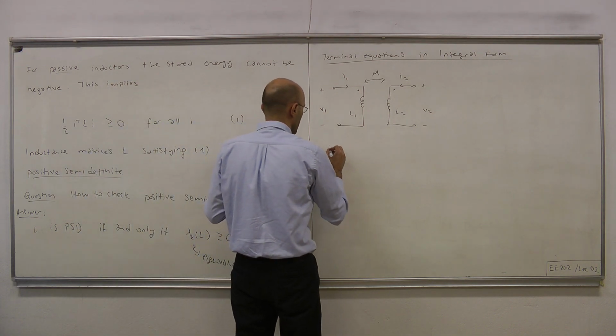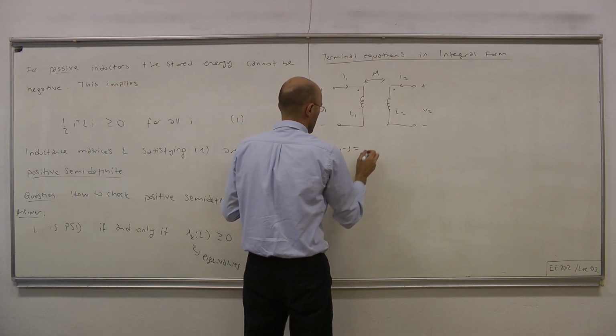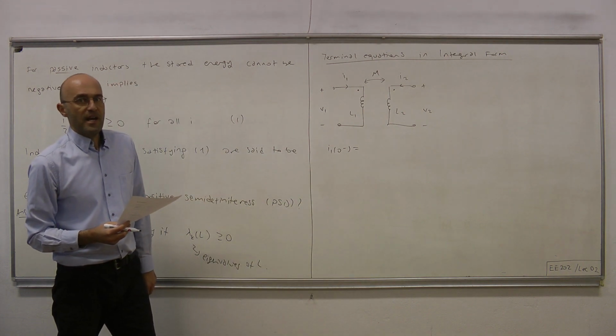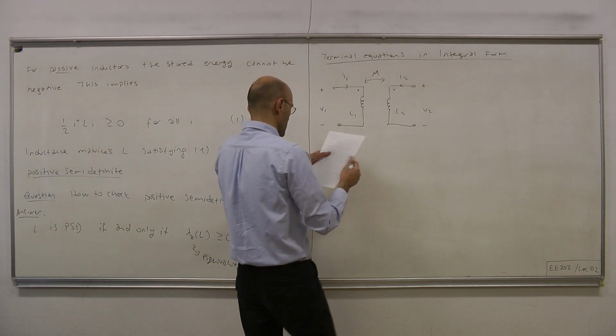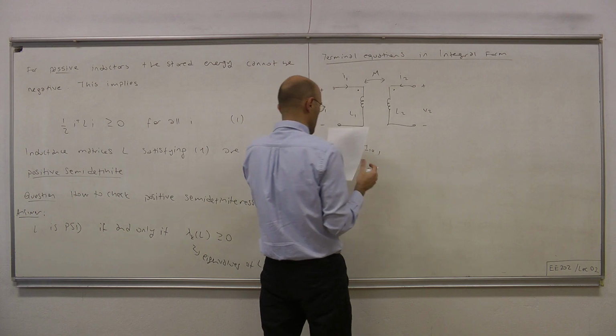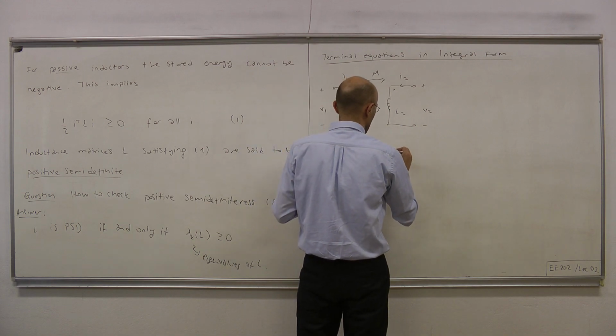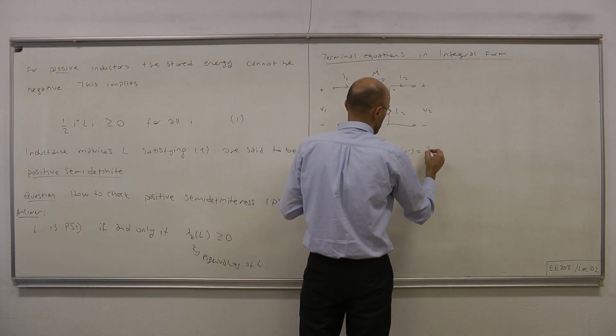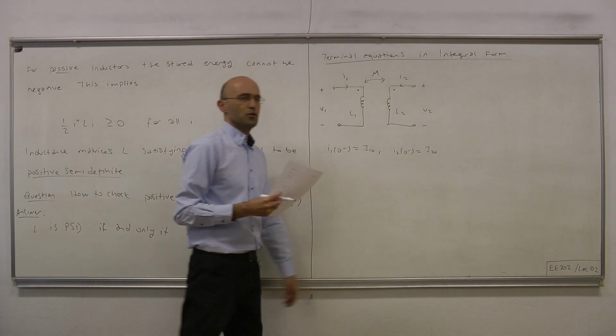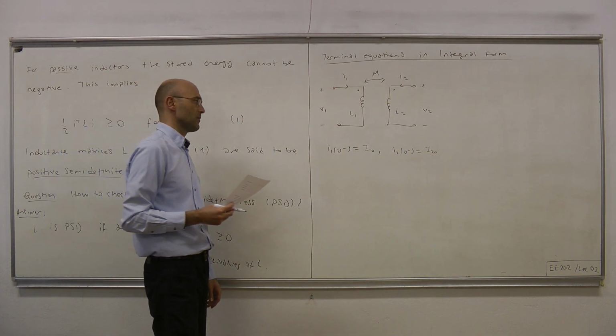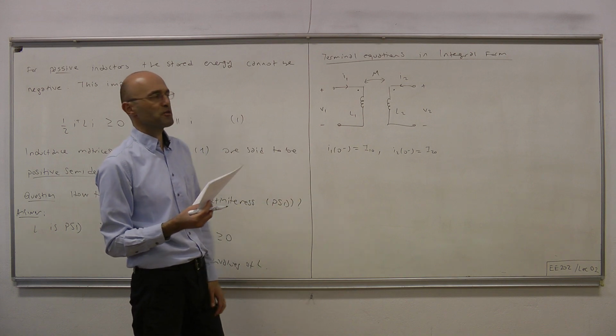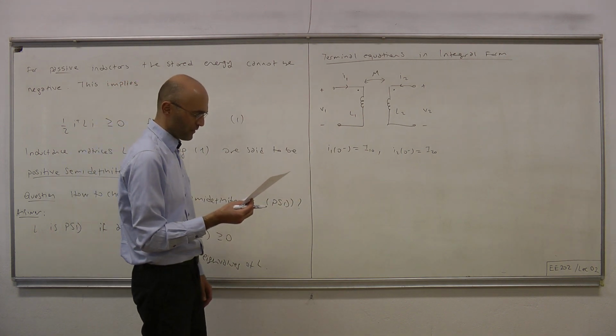So let's therefore give some name to the initial currents. I1 of 0 minus is called I1 0, and I2 of 0 minus is this I2 0, which is some constant, okay? 0 amps, 2 amps, minus 6 amps, something.